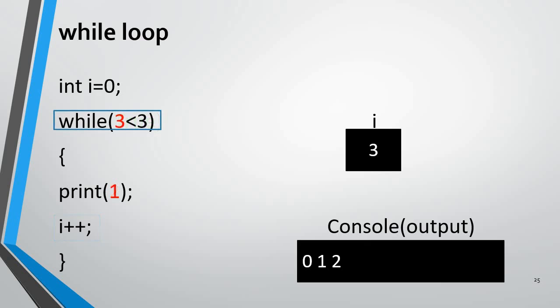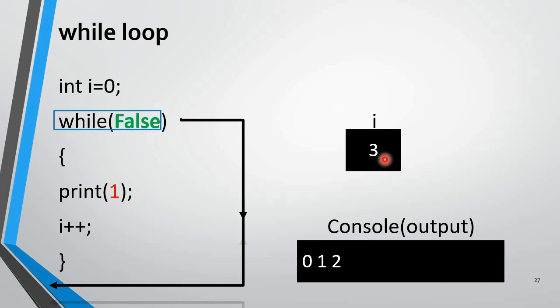So, now we have to check the condition again. Is 3 less than 3? No, because 3 is equal to 3, right? But here we are checking whether 3 is less than 3, obviously it's a false condition. So once it is false, the execution moves to the next statement outside the loop. The loop will be broken.